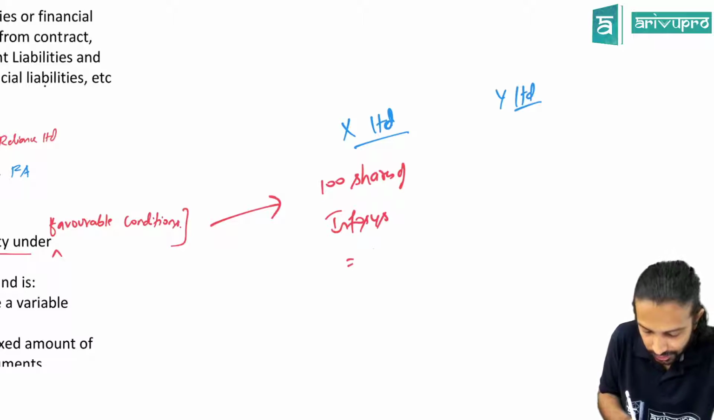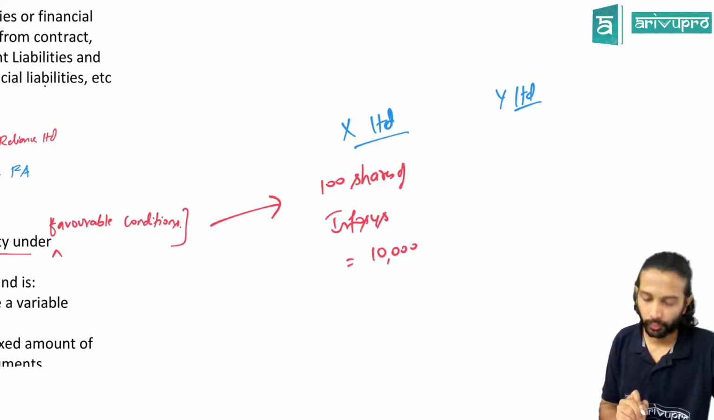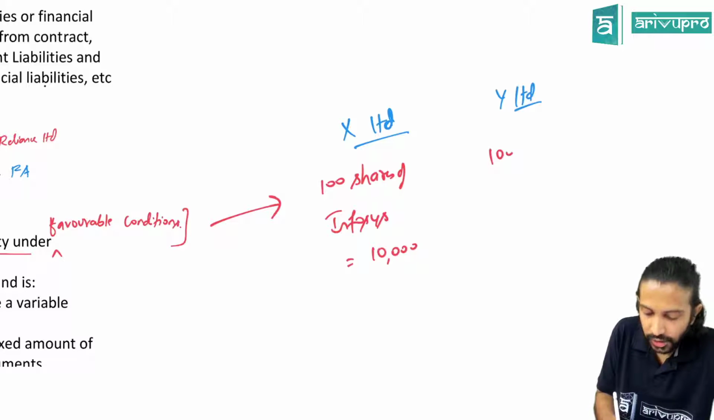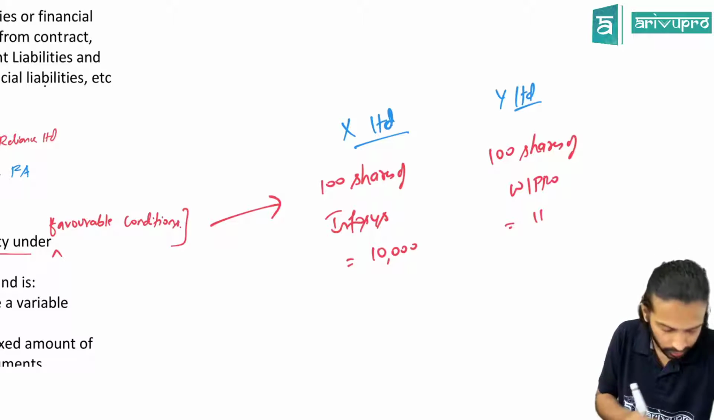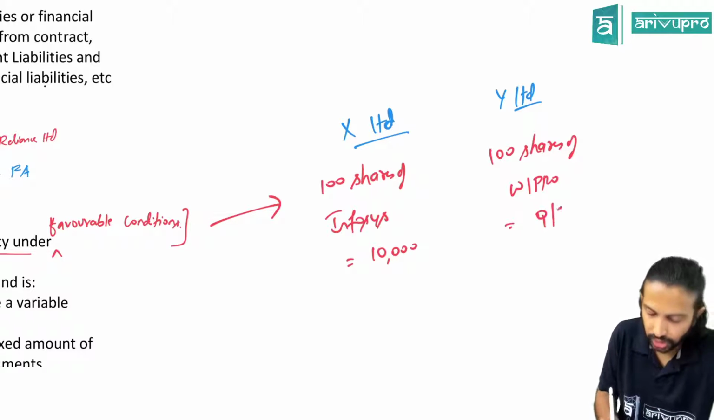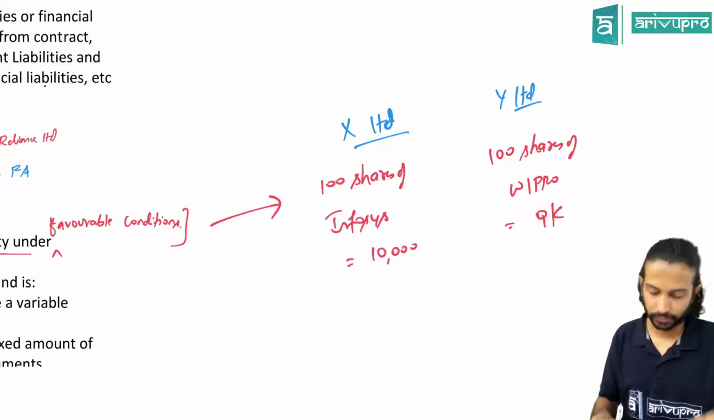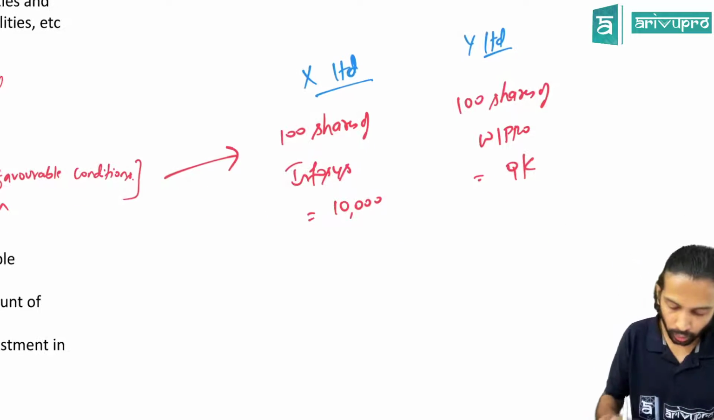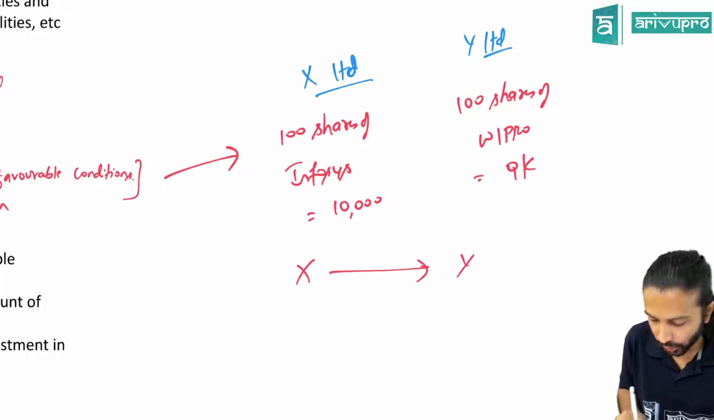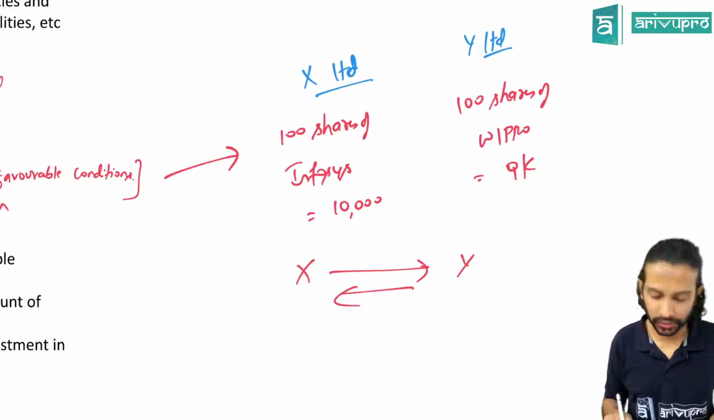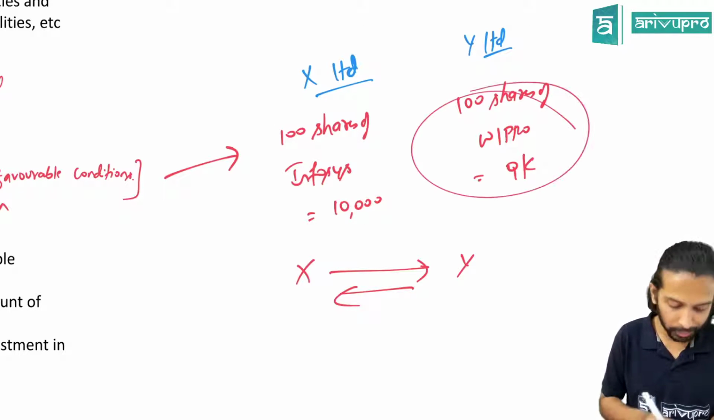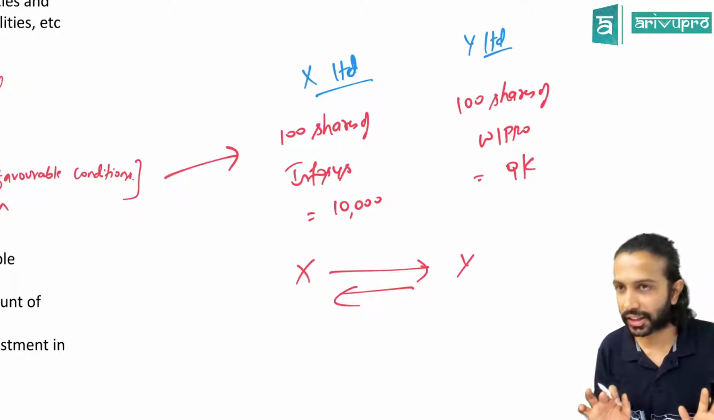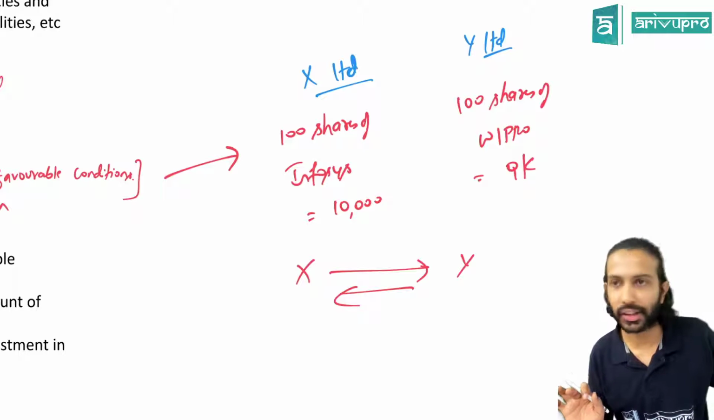Whose worth is, let's say, 10,000 rupees. Y Limited has, let's say, 100 shares of Wipro. Their worth is, let's say, 9,000 rupees. Are we okay? Any confusion so far? Now, X Limited and Y Limited are doing an exchange. What exchange are they doing? X Limited told, you take my Infosys shares and you give me your Wipro shares. This is what they're exchanging. Any confusion in the example?